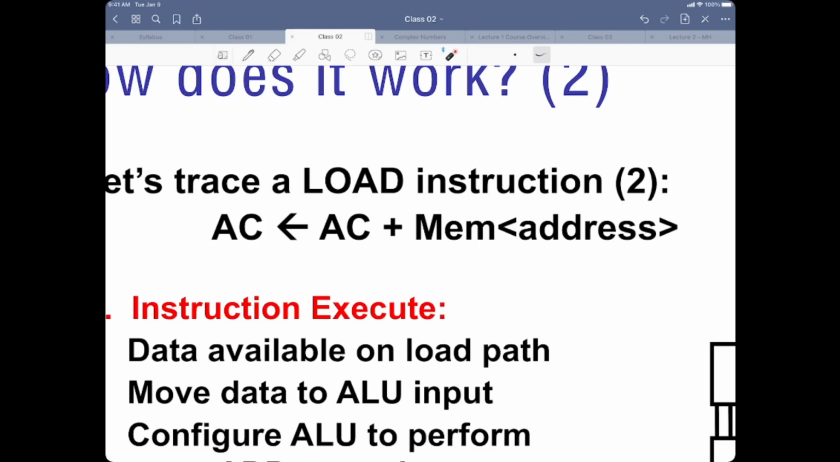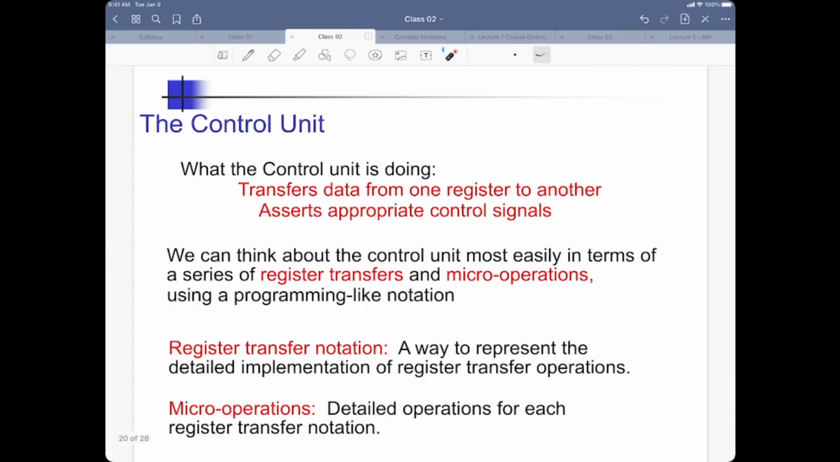Okay, let's continue here. Control unit. So control unit, this is good. This is repetitive now. It's sending all the control lines to the registers as well as to the ALU so that the data flow can happen appropriately.